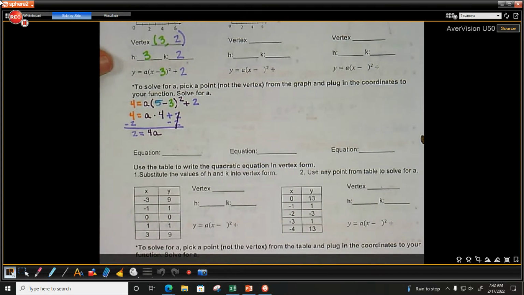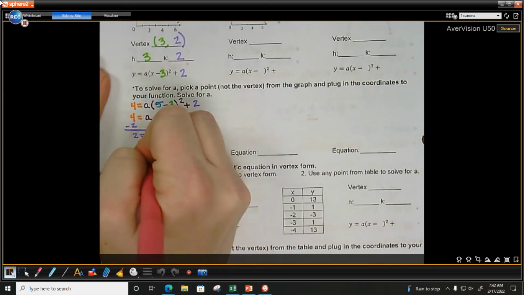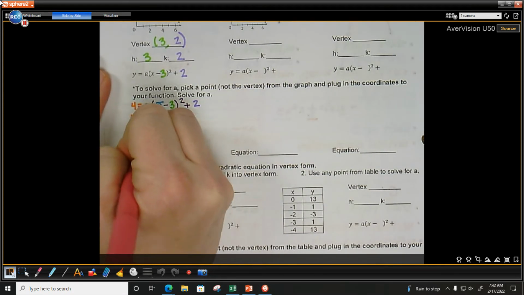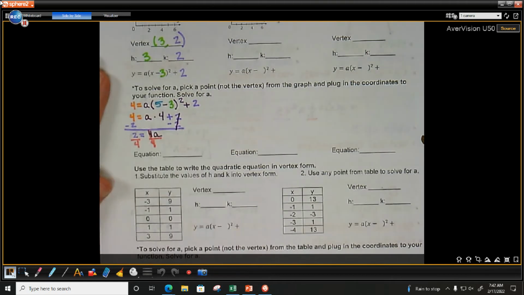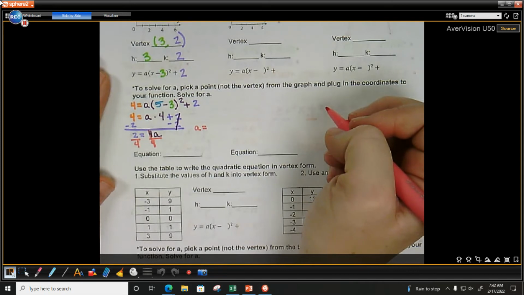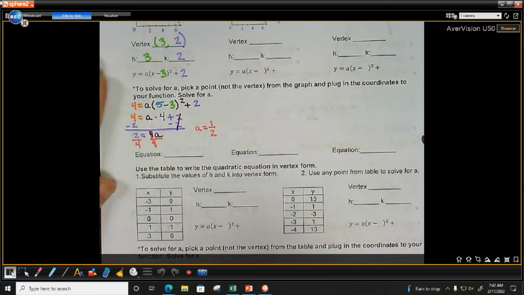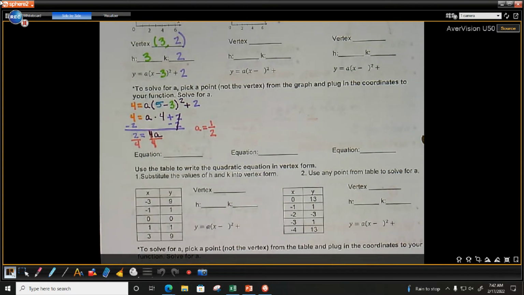Okay. What am I going to do next to get A by itself? Divide not by 4A, just by 4. So the 4's cancel, and I get A equals 1/2. Did I solve for A? That was my next value I needed to write my equation.